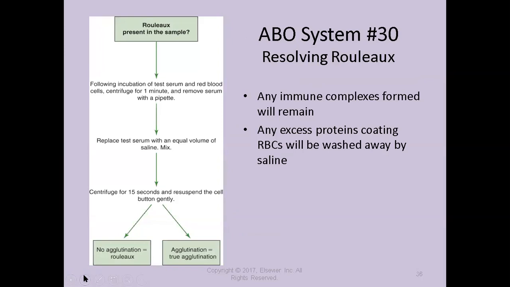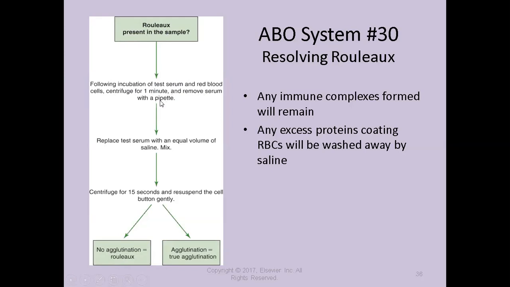Okay, so let's say we suspect that our patient has rouleaux. And so the rouleaux, those extra proteins in the patient's plasma, are going to be coating our reagent red cells in reverse typing. So what can we do to try to resolve rouleaux? So after we have the patient's serum and the red cells, we're going to centrifuge for 1 minute. And you're going to say, 1 minute? We usually only centrifuge for 15 seconds. And you'd be right. We're going to centrifuge for a longer amount of time.